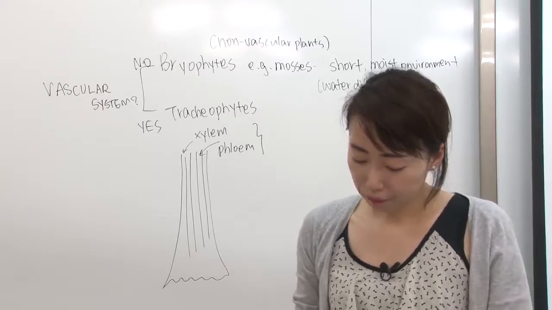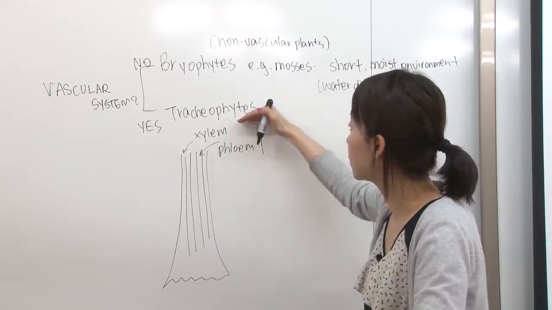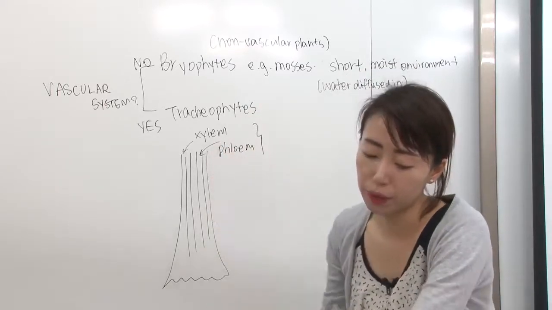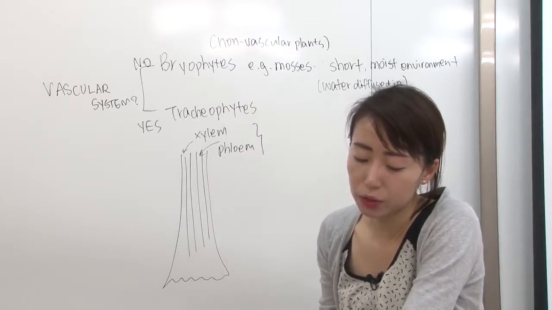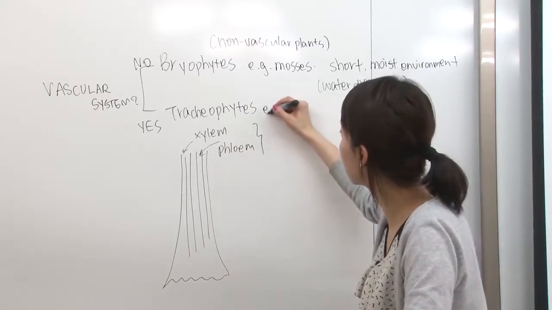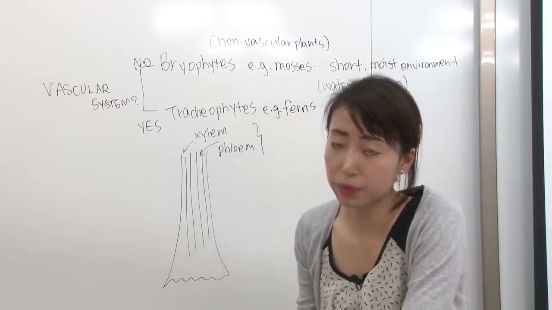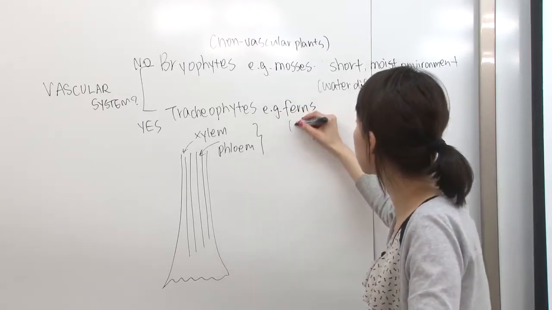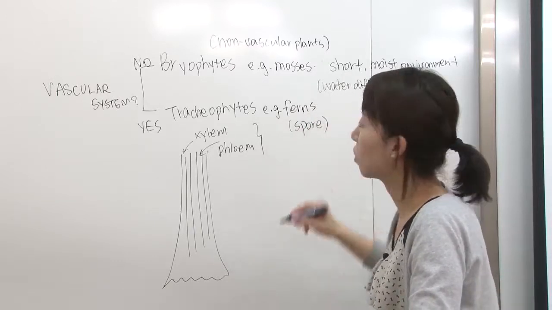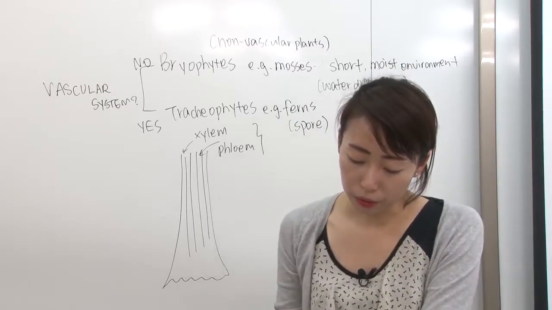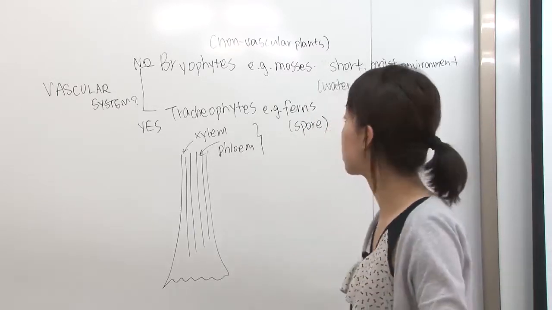Tracheophytes have transport vessels, which are called xylem and phloem. They also include ancient seedless plants like ferns, which reproduce by spores. They also include modern plants that reproduce by seeds.